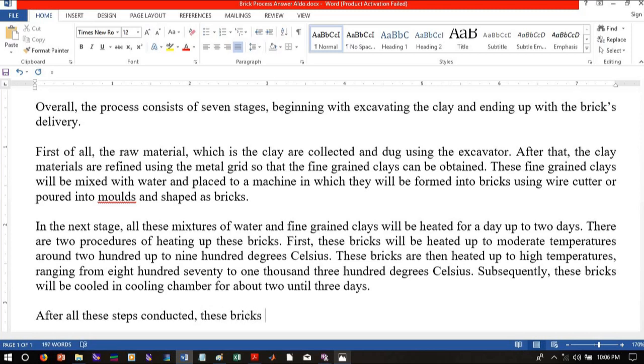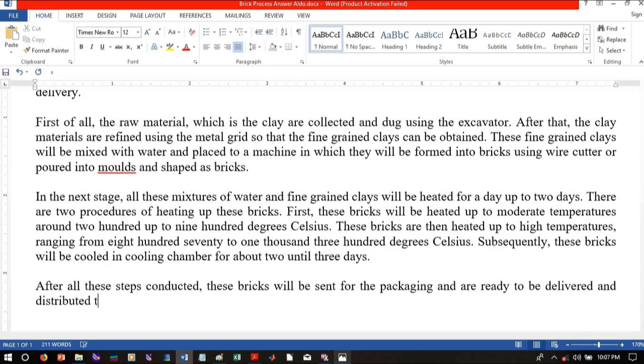these bricks will be sent for the packaging and are ready to be delivered and distributed to the customers in building industry using trucks.